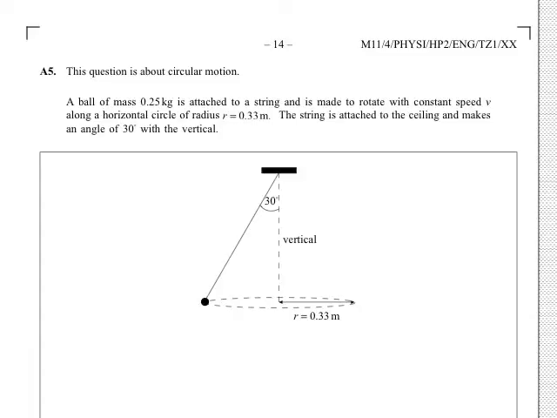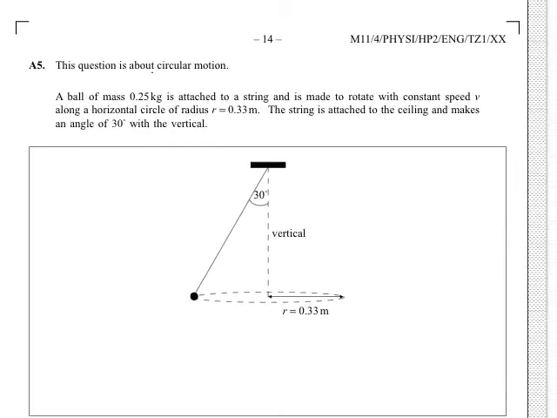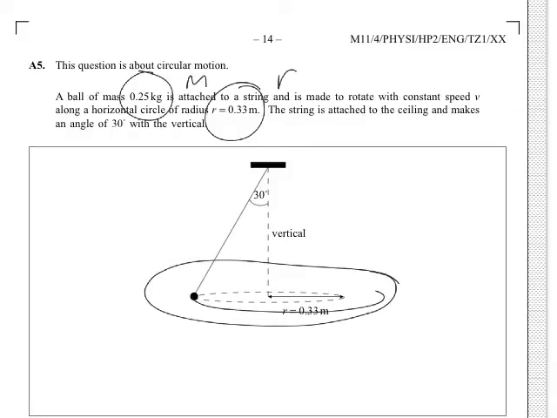Okay, so this is a very common question, and it brings in circular motion and resolving forces, stuff we did last year. So what do you got? We've got a ball of mass 0.25 kilograms attached to a string that is rotating with a speed v along the horizontal circle of radius r equals 0.33. So you can see that it's kind of circling in this direction, tied to a piece of string on the ceiling.